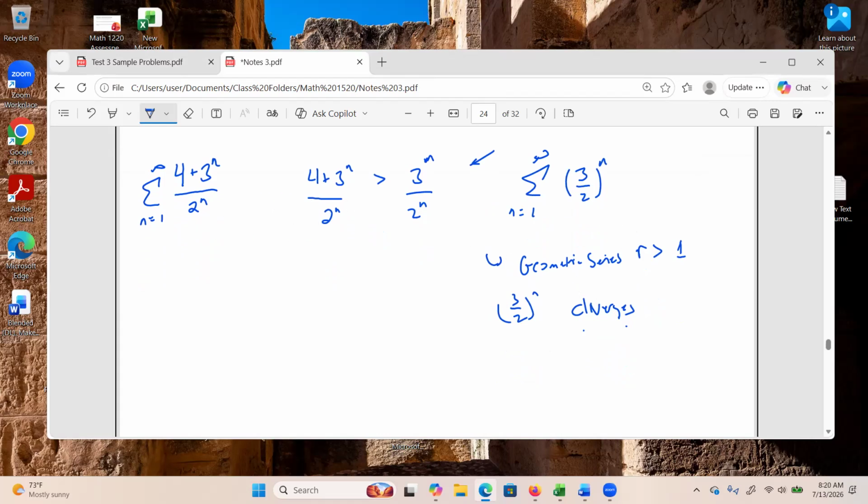Since (4 plus 3 to the n) over 2 to the n is greater than 3 to the n over 2 to the n, and since 3 over 2 raised to the n power diverges, (4 plus 3 to the n) over 2 to the n diverges by comparison. So that's pretty much how you do a problem like that. Just make sure you have the inequality going in the right direction. That's the hardest thing about the comparison test, and everything else should work out just fine.